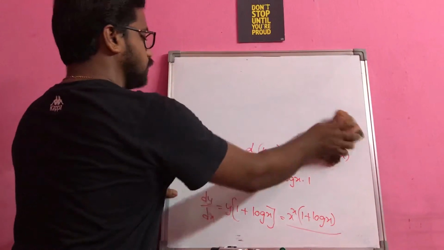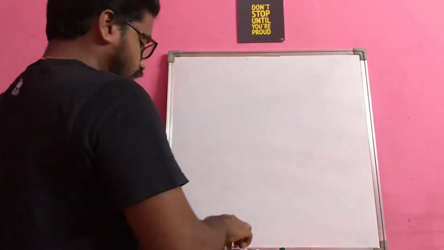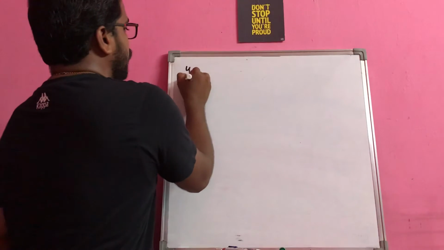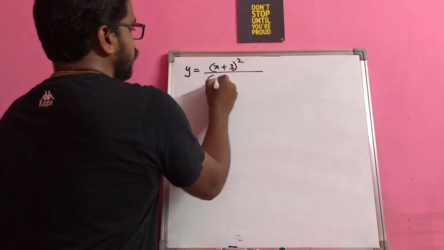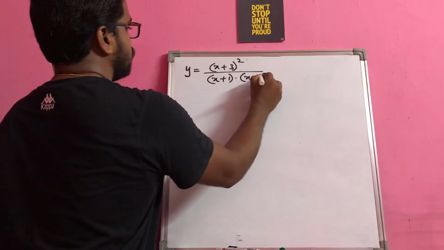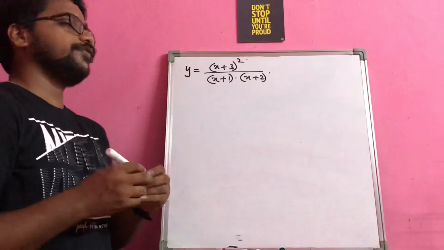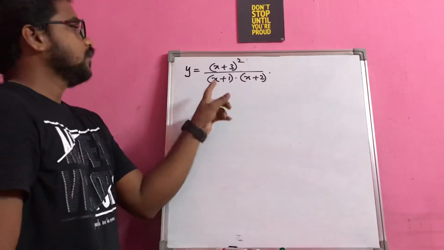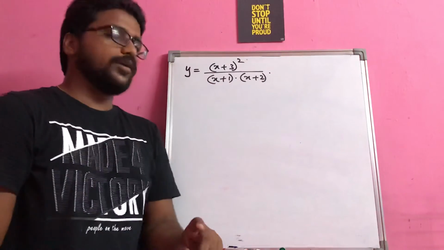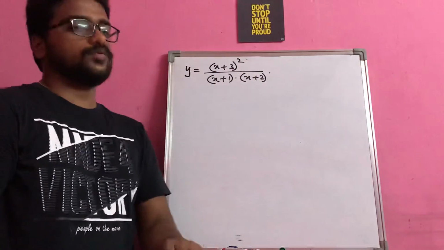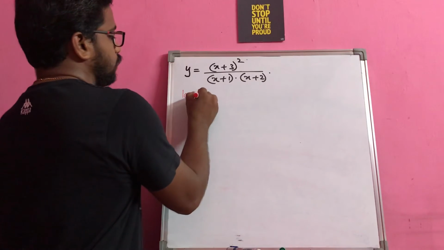Now let us see another application of logarithm. For example, if I have a question like y is equal to x plus 3 whole square divided by x plus 1 into x plus 2. If you don't apply the logarithm, initially you have to apply the division rule, then the product rule, and you have a square also. So it will become more complicated. So let us simplify it easily by applying logarithm on both sides.